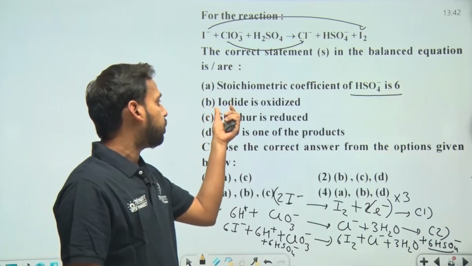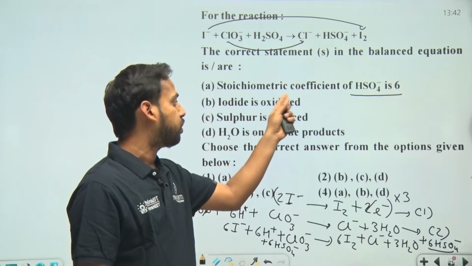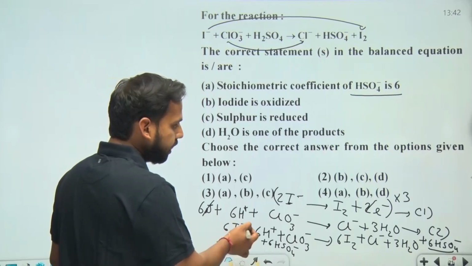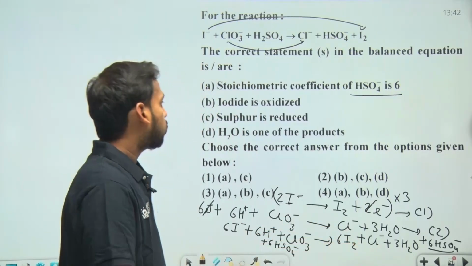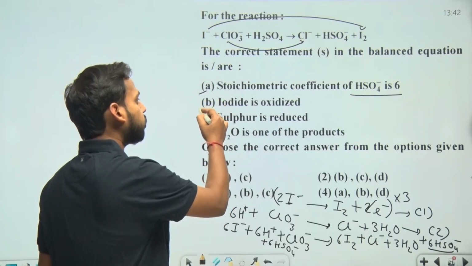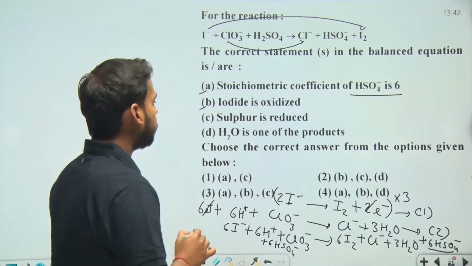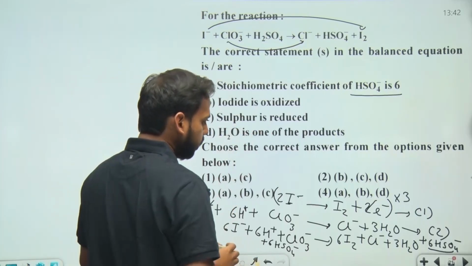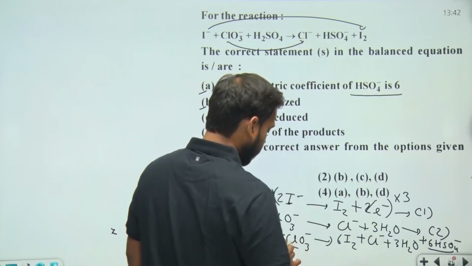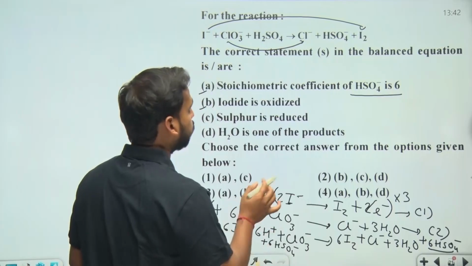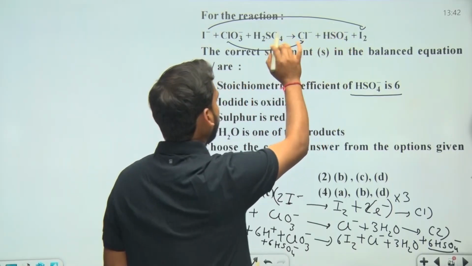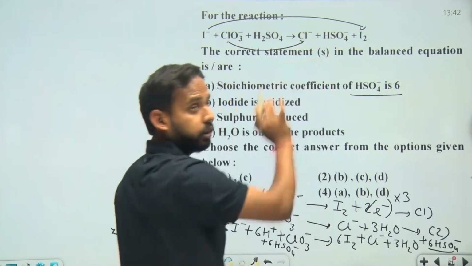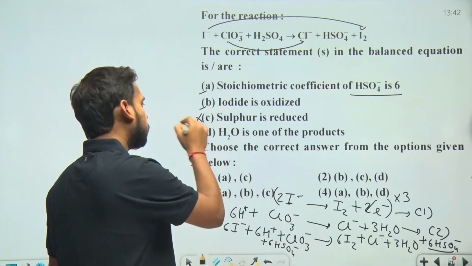In statement B, it is given that iodide is oxidized. So iodide, I minus, is oxidized to I2, that is zero oxidation state. So statement B is also correct. Similarly, sulfur is reduced. Here, if we see H2SO4 converting into HSO4 minus, it is not reduced, it gets oxidized. So this one is wrong.